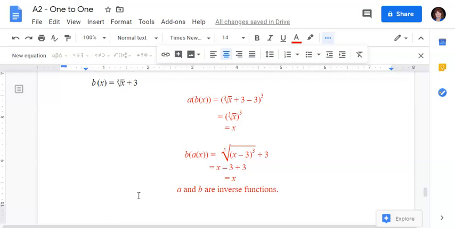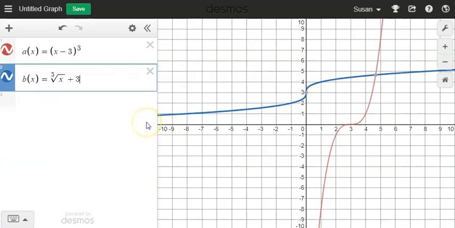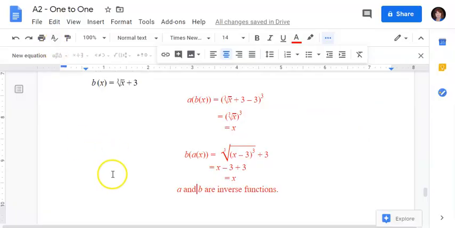Now, you may note that we did not restrict the domain on these functions. So if you go back and look at the graph of the functions, maybe you can see why. Both of these functions are one-to-one functions. So there was no need to restrict the domain of either function.